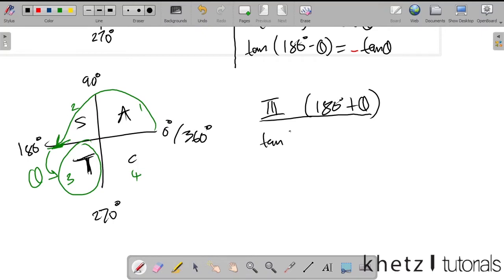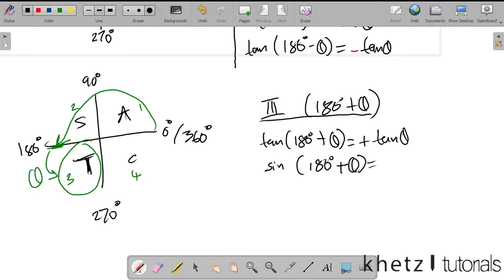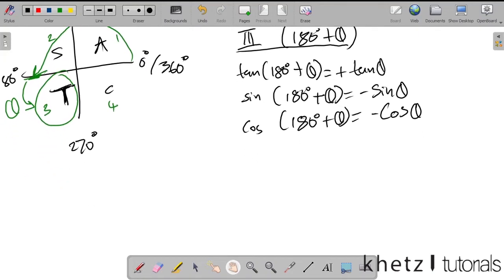So that is what we expect. We expect tan of 180 degrees plus theta equals positive tan theta. And we expect the other functions to be negative. So you're going to have negative sine theta. Then you're going to have cosine of 180 degrees plus theta equals negative cosine of theta. That is what we expect, because in that quadrant only T is positive.